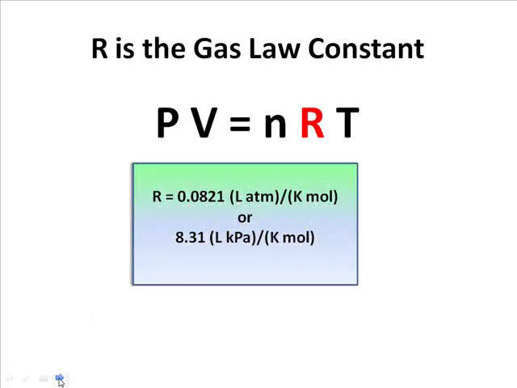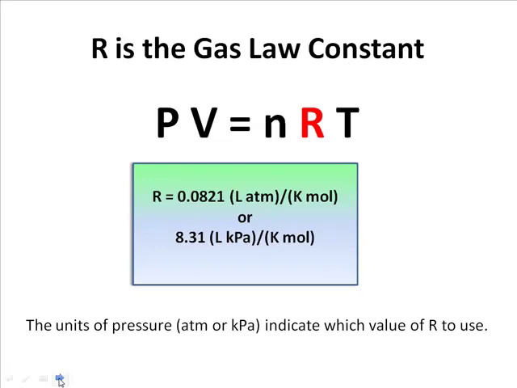For R, the gas law constant, we can use two numbers, either 0.821 or 8.31. We use those accordingly: if we have pressure units in atmospheres, we use 0.821, or 8.31 when we have kilopascals.